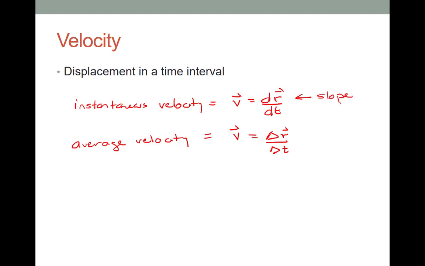So if I am given a graph of position as a function of time, I can find the instantaneous velocity by finding the slope at any point on that graph.